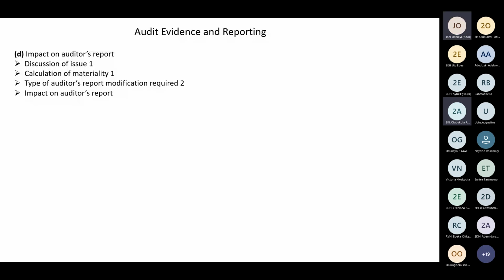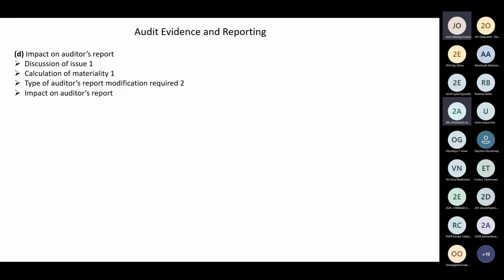ISA 510 comes into play under two circumstances. Number one is when prior year financial statements were not audited. Maybe the company was a small company, fell under the small company exemption, and they didn't require an audit, so last year's financial statements were not audited. And number two, last year's financial statements were audited by a predecessor auditor. Then the auditor will need to apply the requirements of ISA 510, and ISA 510 actually has requirements for the impact on the auditor's report where there's a material misstatement in opening balances.